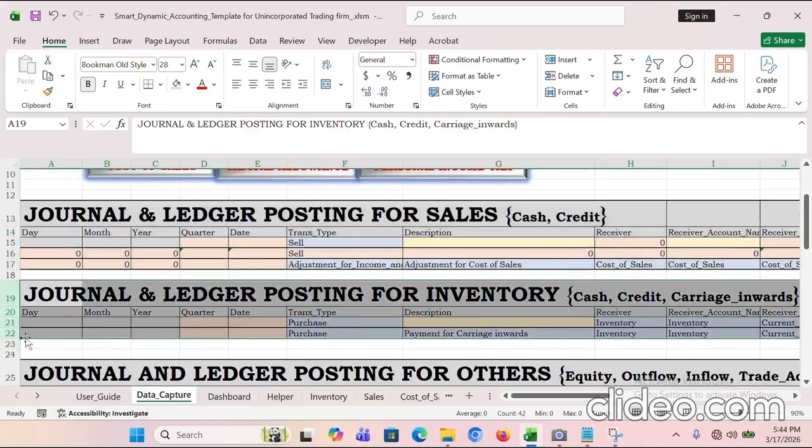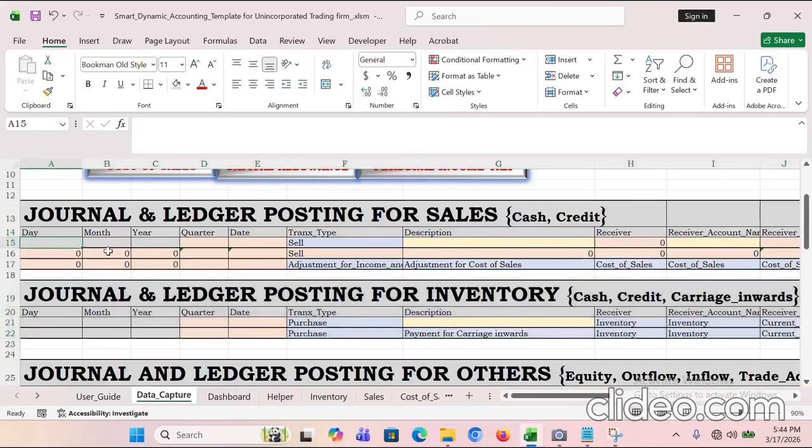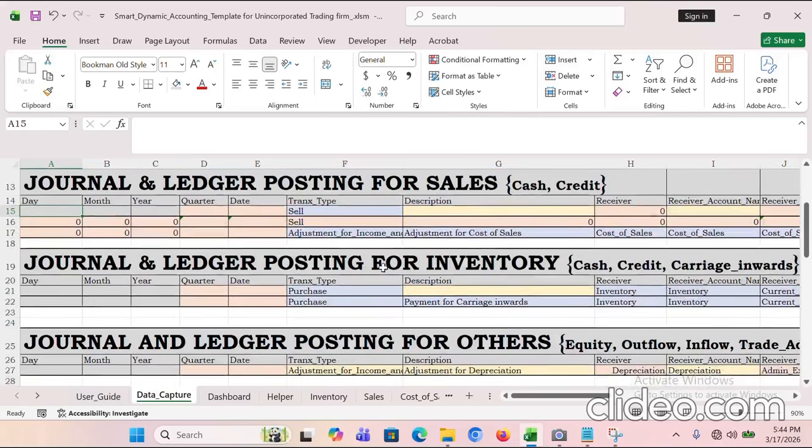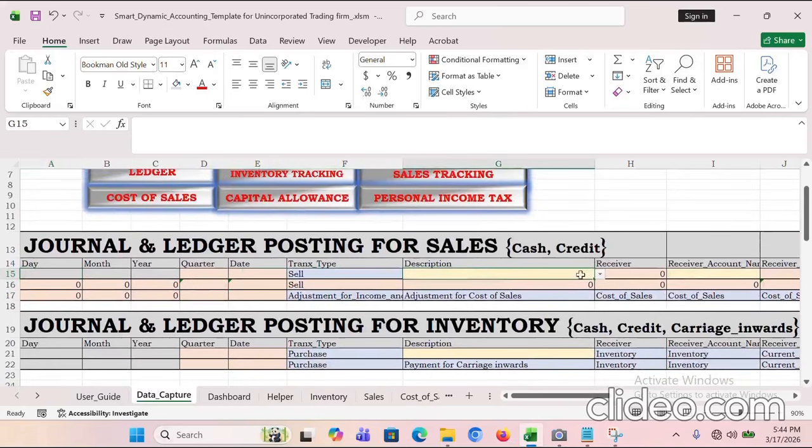We'll be starting with inventory, but before we start, you can see that this data capture sheet has several colors. It's only those colored in gray that you are expected to input your records manually, for example day, month, year. Every other one, you are not to input anything at all because it either has a formula, a drop down menu, or a fixed value. Those in yellow have a drop down menu, as you can see on the screen. Those in blue have prefixed figures or prefixed data, whereas those in pink have formulas in them.